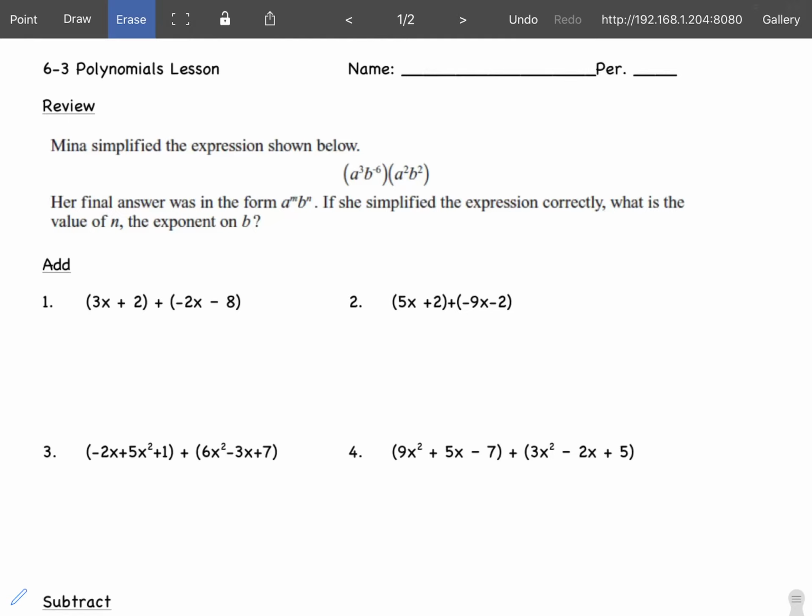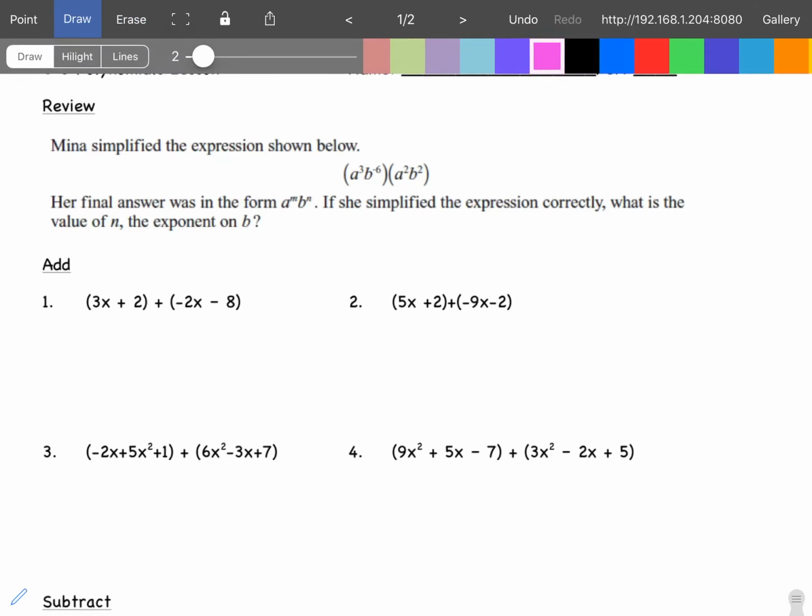Today's lesson is on polynomials. We have different types of polynomials. We have monomials that consist of one term, binomials that consist of two terms, trinomials that are three terms, and so forth, but they are all referred to as polynomials.